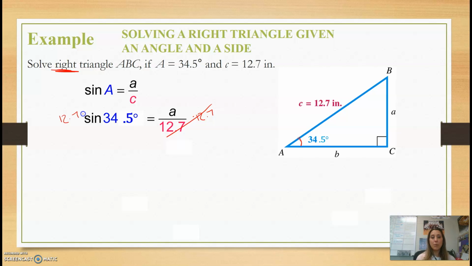So there I've multiplied, and I want everyone to type that in their calculator. So now I have A is going to be equal to 12.7 times the sine of 34.5 degrees. Now, if you didn't get 7.19 inches on your calculator, then your calculator is set to the wrong mode.